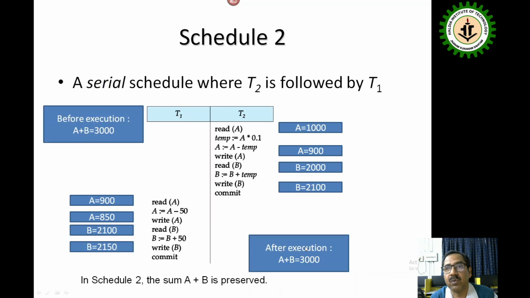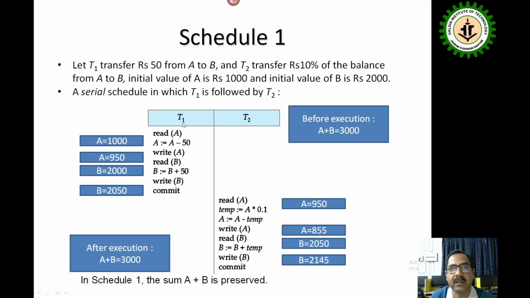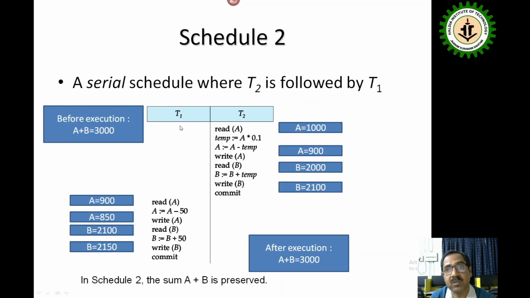So if we add the final value of A, 850, and the final value of B, 2150, we get 3000. So these two schedules, schedule 1 and schedule 2, are serial schedules. That means in this schedule, T1 is followed by T2: T1 executes first, then T2. All the instructions of T1 appear together and are executed chronologically according to the order. Then T2 executes all its instructions, which appear together. Similarly, schedule 2 is also a serial schedule, where T2 is followed by T1.